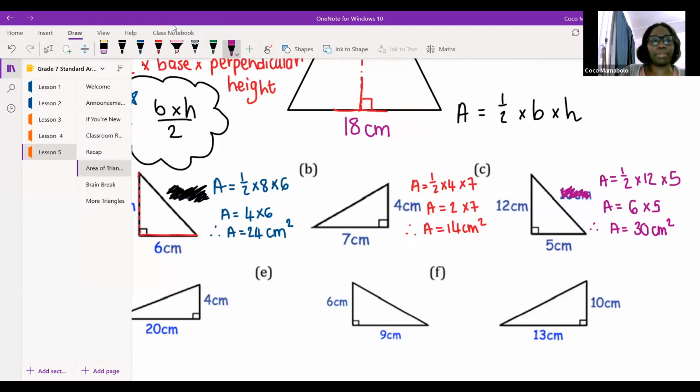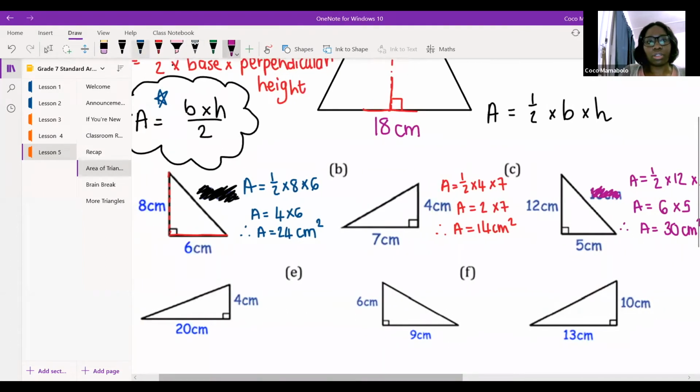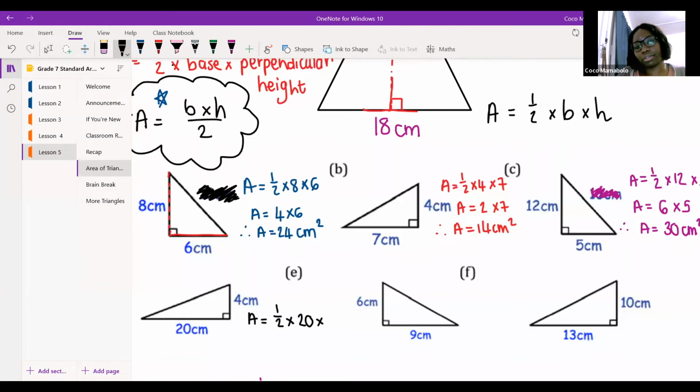All right, let's do the next one. Let's do D. It is half times base times height. So what am I going to write? Area is equal to half times base times height. What is my base? The base is 20 centimeters multiplied by 4 centimeters.